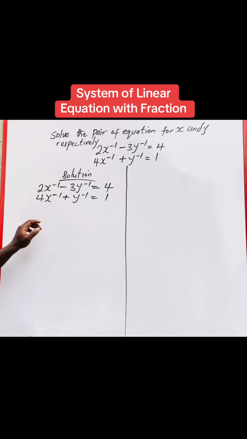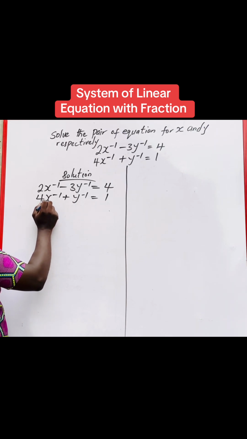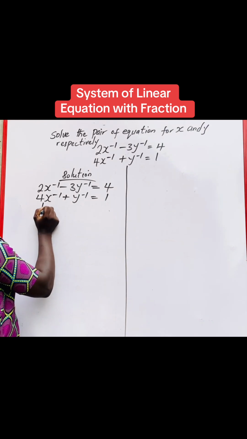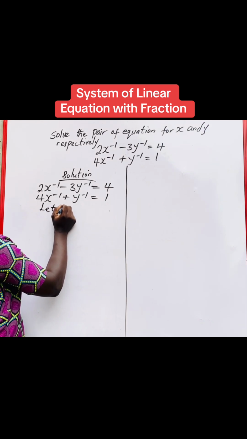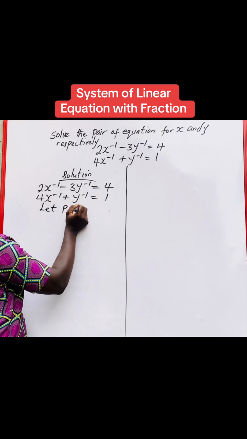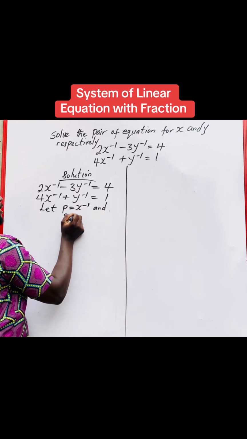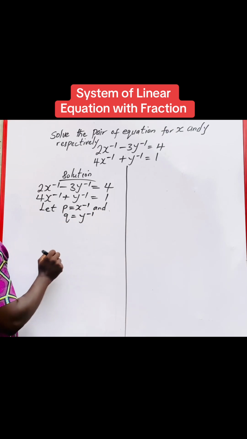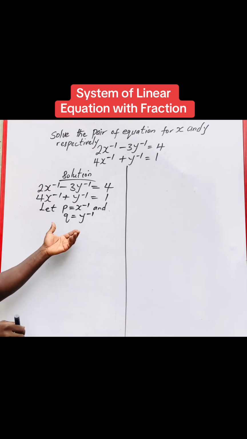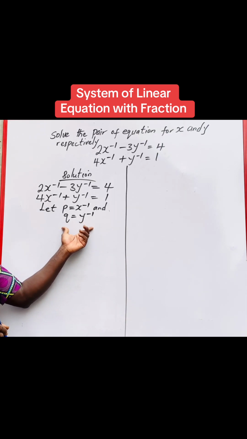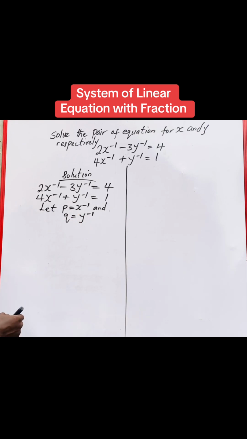So the first thing you do, see that these are in index form. The variables are in index form. So the first thing you do is to take off these variables, right? By substituting. So you say let p equal to x^-1 and q equal to y^-1. All right. So we have taken a variable to substitute this index.